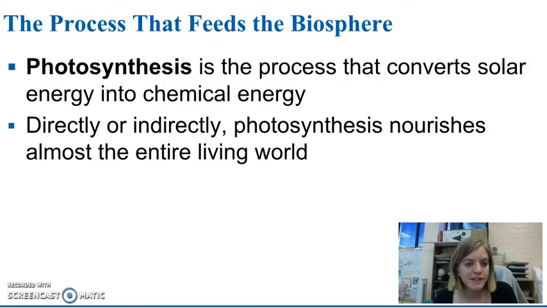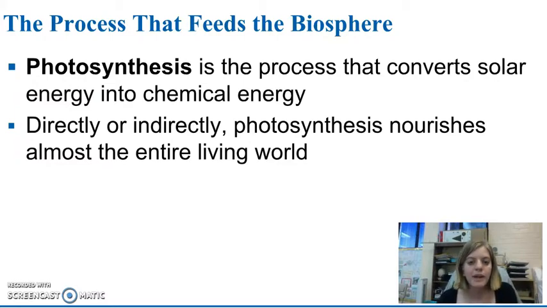So photosynthesis is the process that converts solar energy from the sun into chemical energy, which is the energy that we can use. And because all of the energy on Earth ultimately comes from the sun, whether directly or indirectly, photosynthesis nourishes pretty much everything on Earth. Because we cannot use the energy from the sun for ourselves, we need it to be converted into something usable, and photosynthesis is the process that does that.